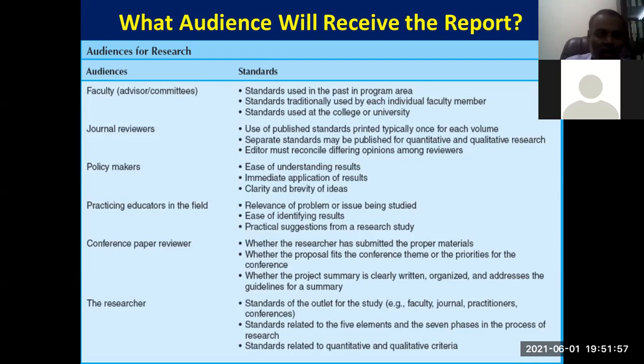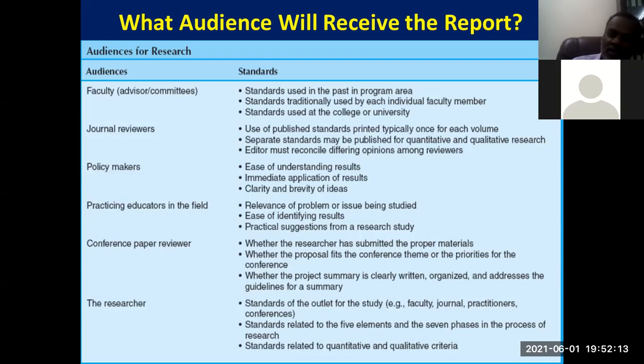If you are going to write a report for a practicing educator in the field, then the relevance of the problem or issue being studied needs to be highlighted. The result should be easy to identify. Practical suggestions from your research study are also a must.